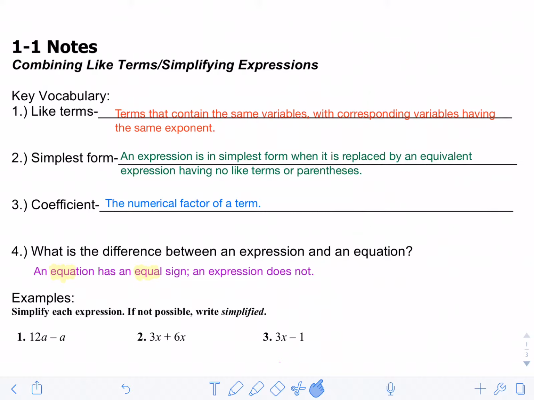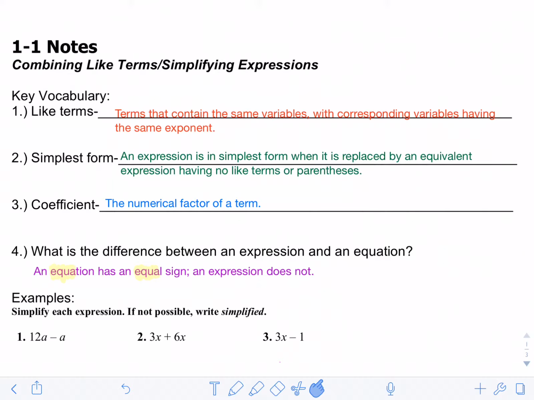Coefficient, it's the numerical factor of a term. What that means is it's just the number that's in front of your variable. So if I had 3x, my coefficient is 3. If I had 144XYZ, my coefficient is just 144. It's just whatever number is in front of all those crazy letters.